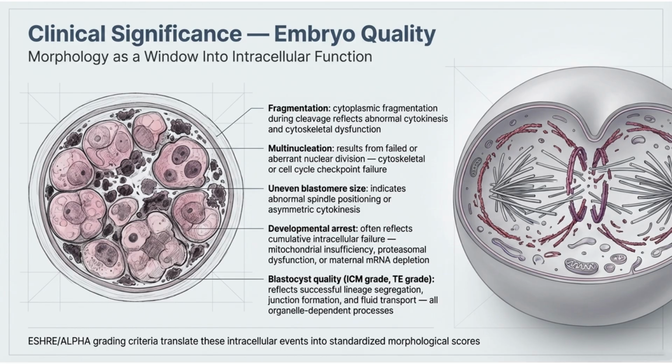Fragmentation, the blebbing of enucleate cytoplasmic fragments during cleavage, reflects abnormal cytokinesis. The contractile ring, which is normally formed by actin and myosin at the cell equator and gradually constricts to separate daughter cells, has failed to operate correctly. Minor fragmentation below 10 to 15% is commonly observed, and its clinical significance is modest. Extensive fragmentation above 25 to 30% is associated with significantly reduced implantation rates, correlating with cumulative cytoskeletal dysfunction.